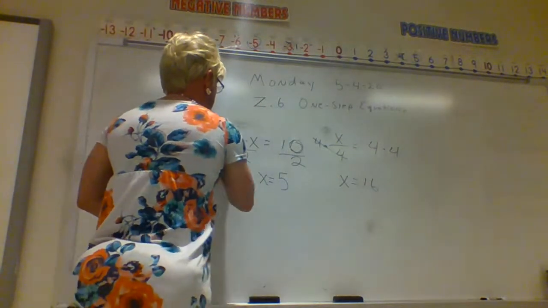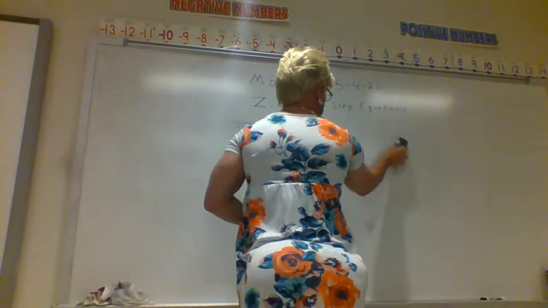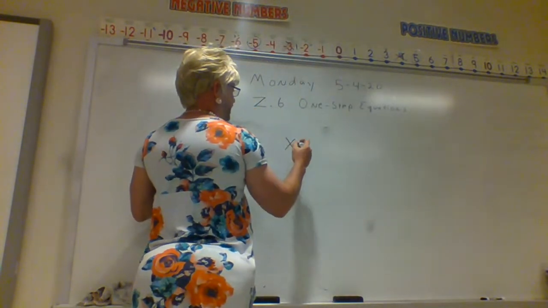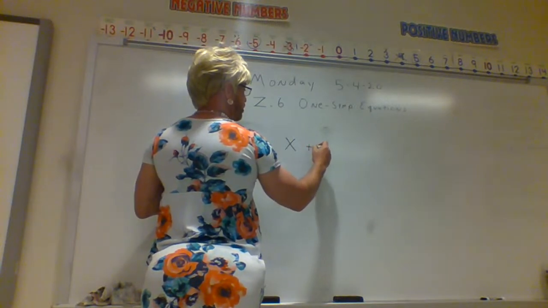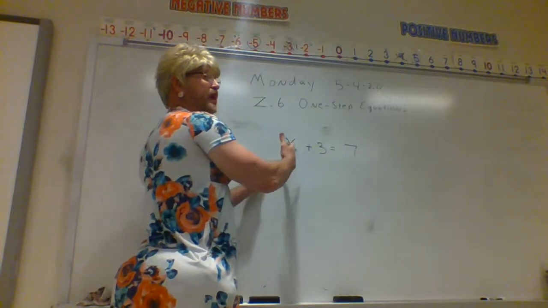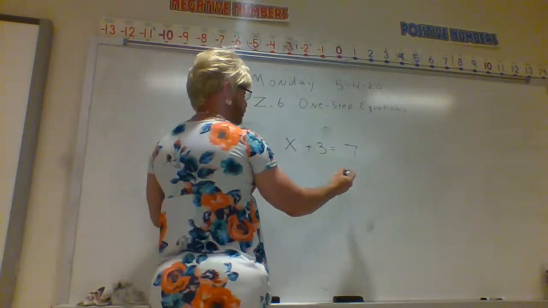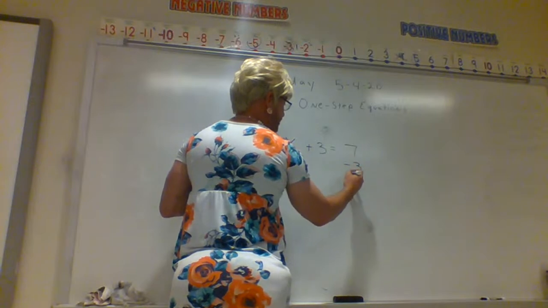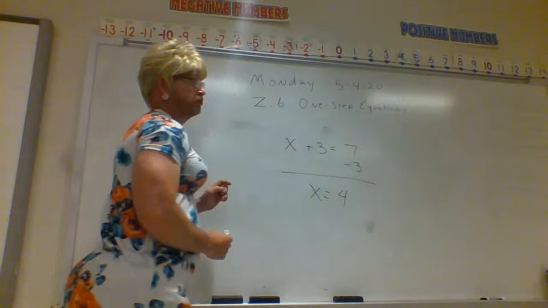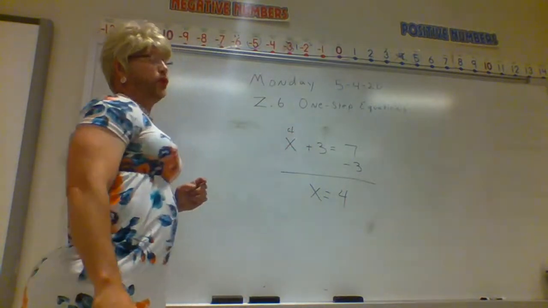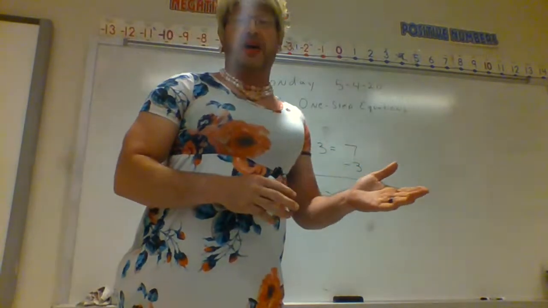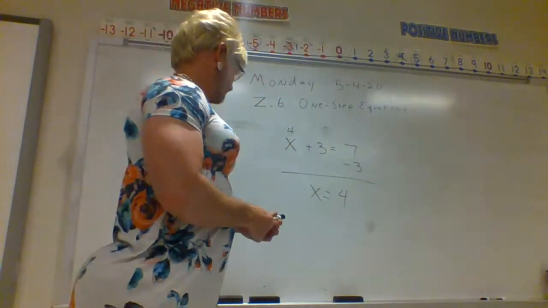Same way with addition or subtraction. If we have x plus 3 equals 7, it tells me to add 3. I do the opposite of that, which is come over here and subtract 3. And x would equal 4. Check it. 4 plus 3 is 7. Works the same way with subtracting. If it told me to subtract 5, I'd go to the other side and add 5.